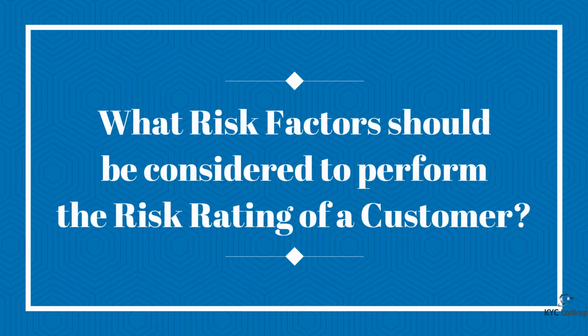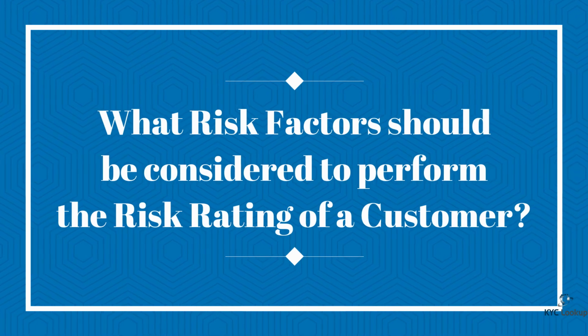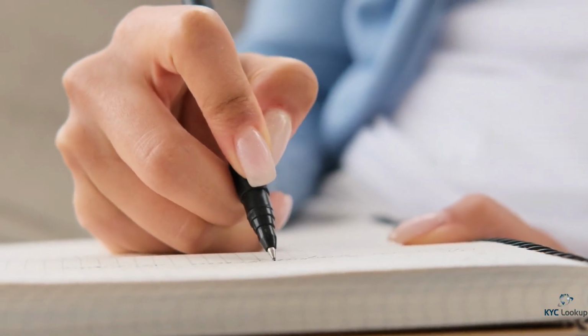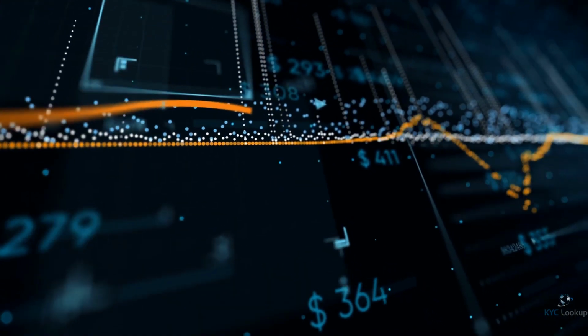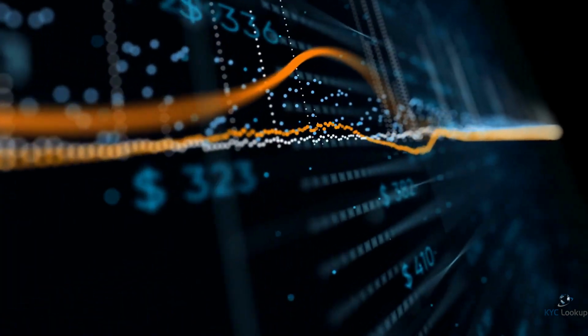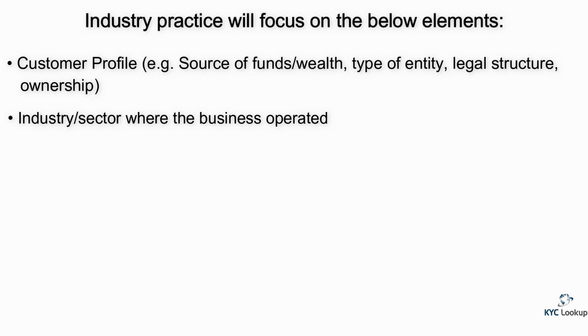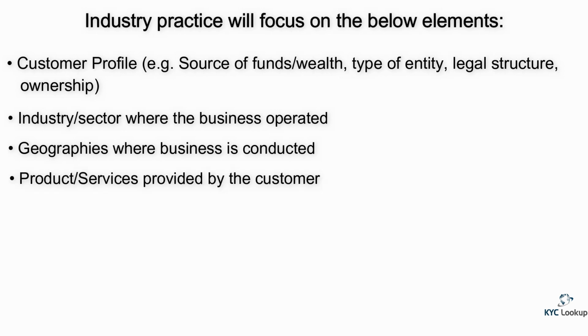What risk factors should be considered to perform the risk rating of a customer? In order to effectively perform the risk rating of a customer, there are a number of factors to be considered. Although all financial institutions should have their own methodology at the time of performing KYC, industry practice will focus on the below elements. Customer profile, for example, source of funds, wealth, type of entity, legal structure, and ownership. Industry or sector where the business operates. Geographies where business is conducted. Product, services provided by the customer. Delivery channel related risk factors.